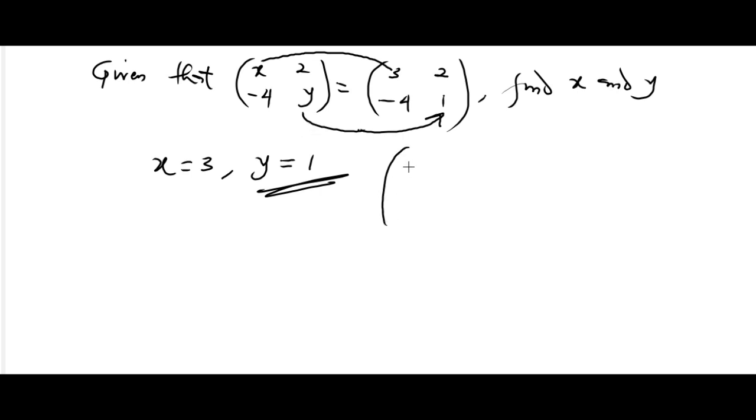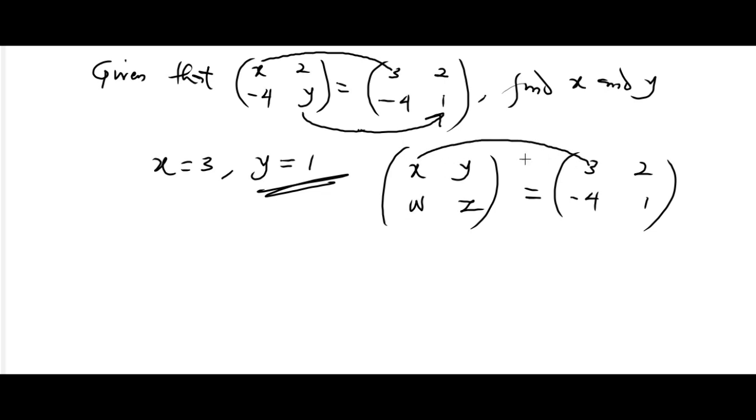So even if what we have is x, y, w, z, and you have 3, 2, minus 4, 1, the implication is that x is equal to 3, y is equal to 2, w equals negative 4, and z equals 1.